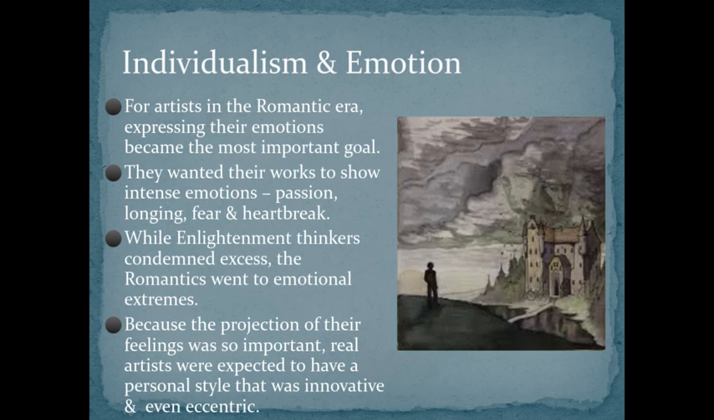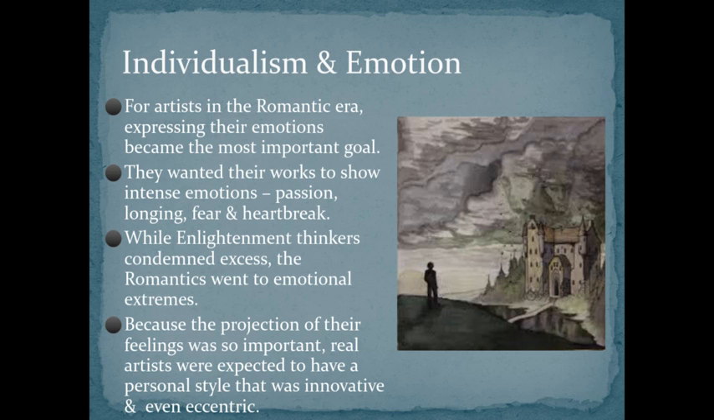Okay. So for artists during this era, they wanted to express their emotions through their artwork. It became very important to them. They wanted their works to show intense emotions like passion, longing, fear, and heartbreak. Enlightenment thinkers condemned excess, but the romantics went to emotional extremes. They embraced it. They wanted to express that in everything they did. So because the projection of their feelings was so important, real artists were expected to have a personal style that was innovative and even eccentric.